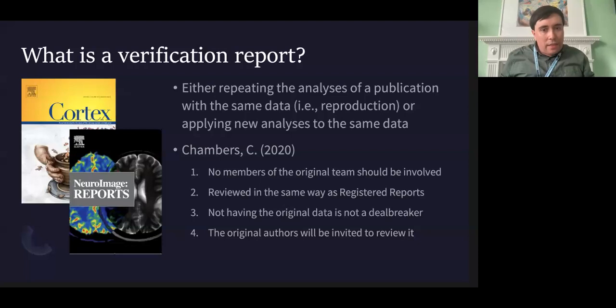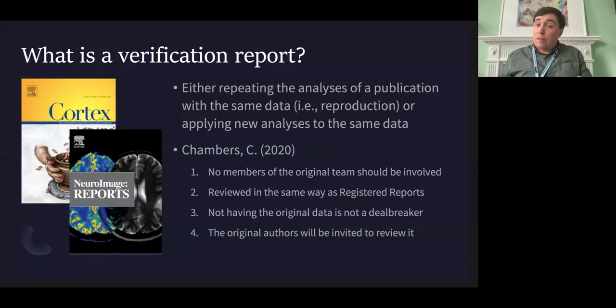Third, not necessarily having access to the original data shouldn't be a deal breaker. There's a recent paper that came out, I should have cited here, that contacted people who said our data is available upon request, and found very, very few people actually make their data available upon request. So not having exactly the same data as the initial data shouldn't be a reason that you aren't allowed to verify things. You should be able to verify things by different means, by similar data sets.